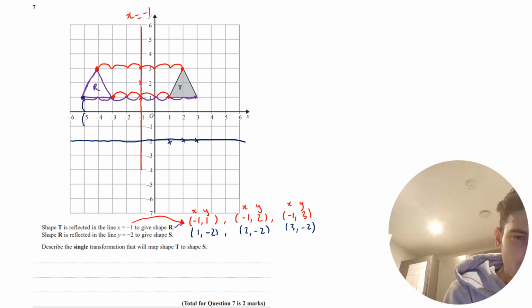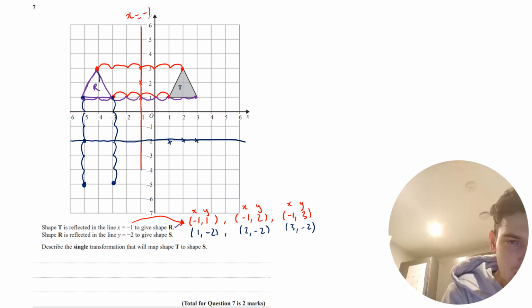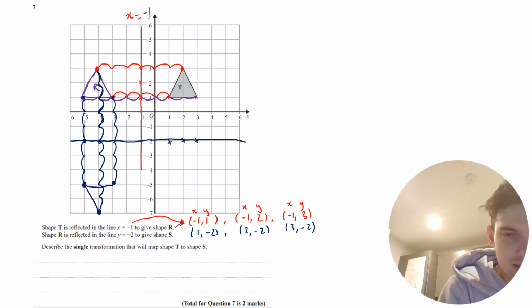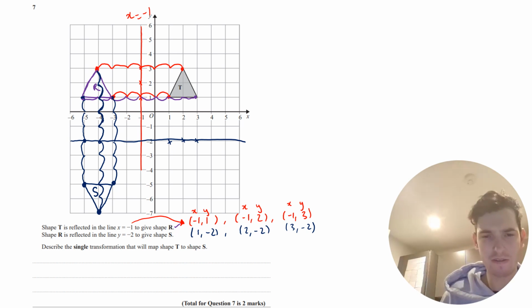So 1, 2, 3, and then 1, 2, 3, 4, 5, 1, 2, 3, 4, 5. So it's down here. Good news, it's on the grid. If it wasn't on the grid, I would have known I had made a mistake, but looks like it's correct. So what is this shape? This shape is S. Okay, so I've done that part.